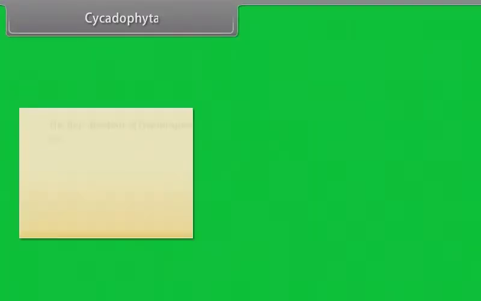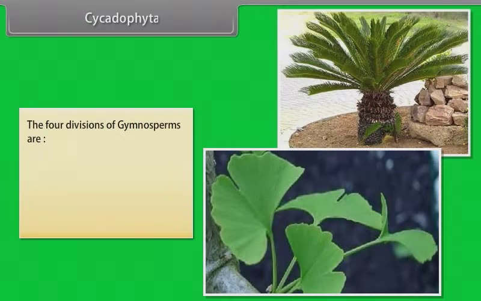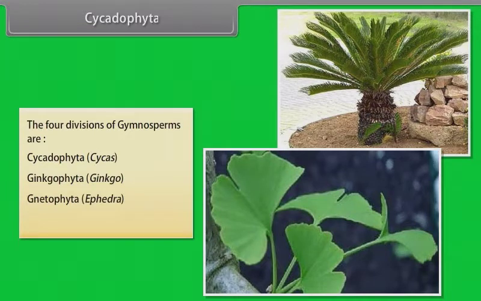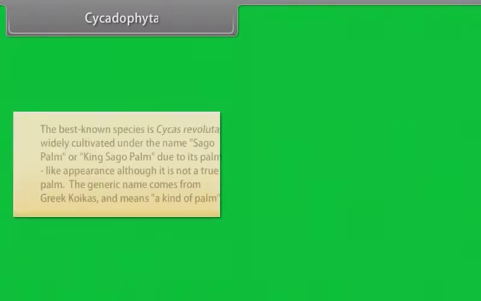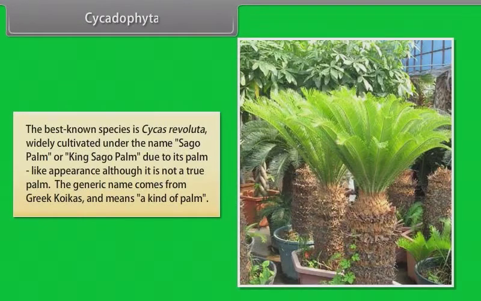Cycadophyta. The 4 divisions of gymnosperms are Cycadophyta, Cycas; Ginkgophyta, Ginkgo; Gnetophyta, Ephedra; Coniferophyta, Pinus. The best-known species is Cycas revoluta, widely cultivated under the name sago palm or king sago palm due to its palm-like appearance, although it is not a true palm. The generic name comes from Greek kykas and means a kind of palm.